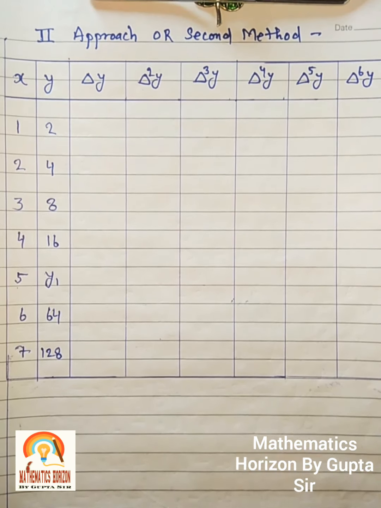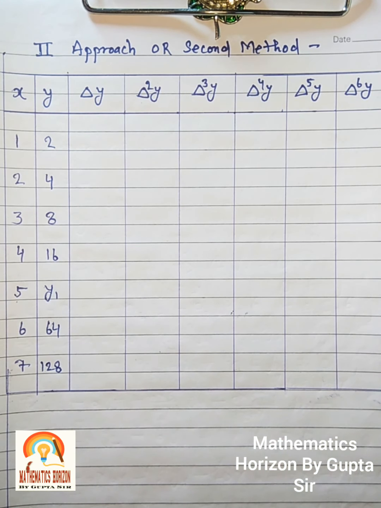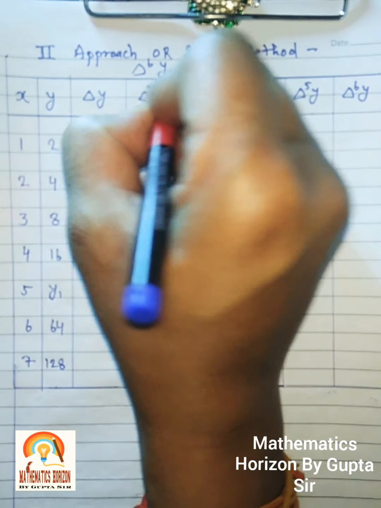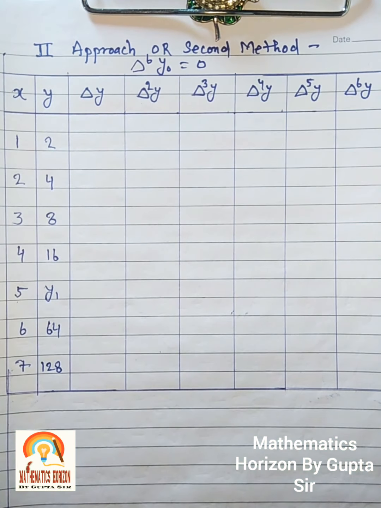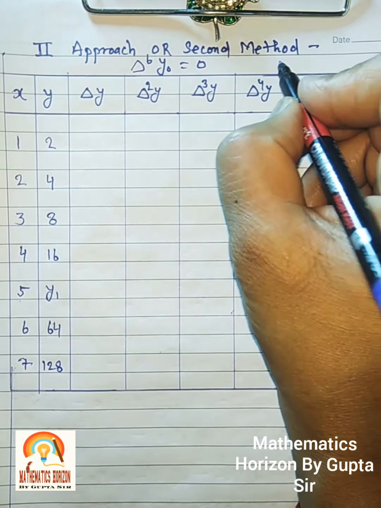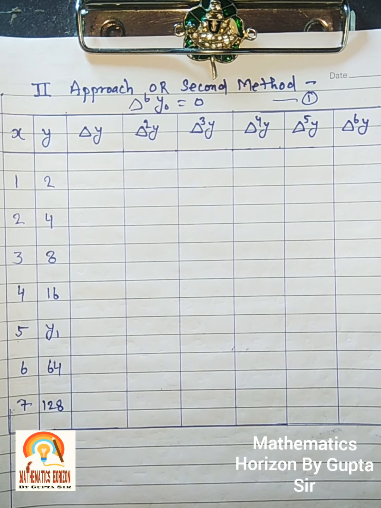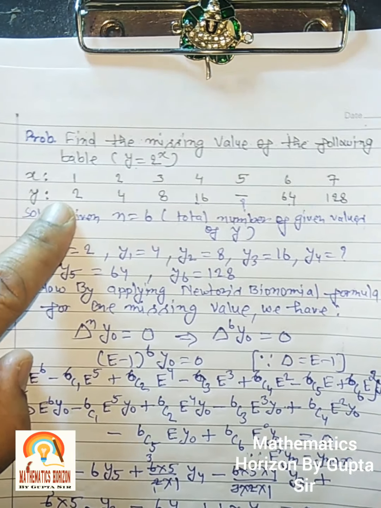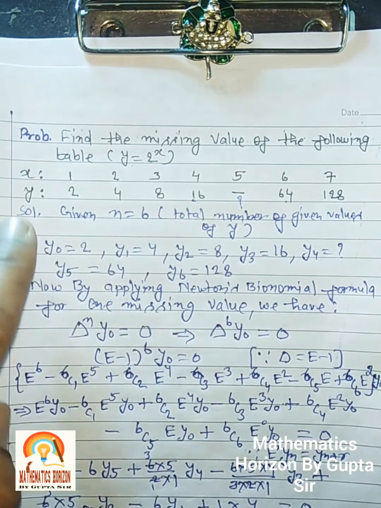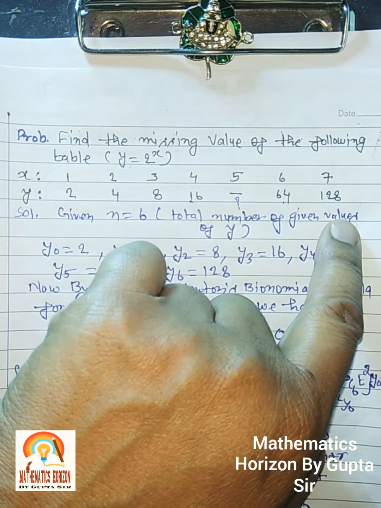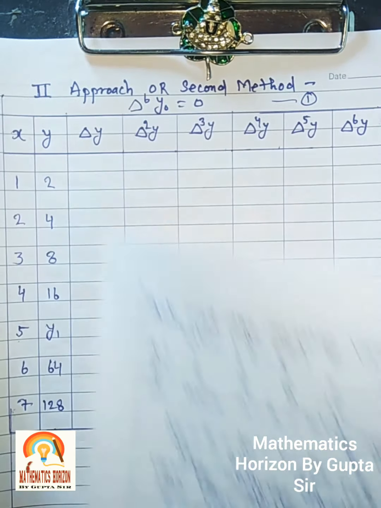Here the formula is: we know that here total 6 values are given, means del 6 y0 equal to 0. Okay, this is our equation number 1, and this is the problem. Data is given x equal to 1, 2, 3, 4, 5, 6, 7 and corresponding values are 2, 4, 8, 16. This is the missing term, 64 and 128, and we write all these values in this table.